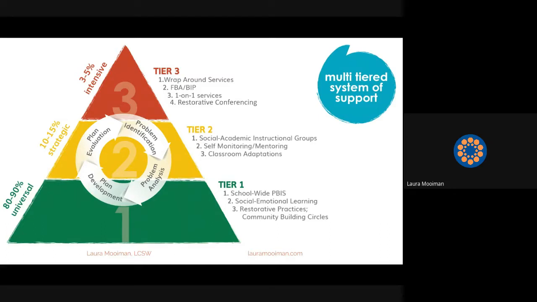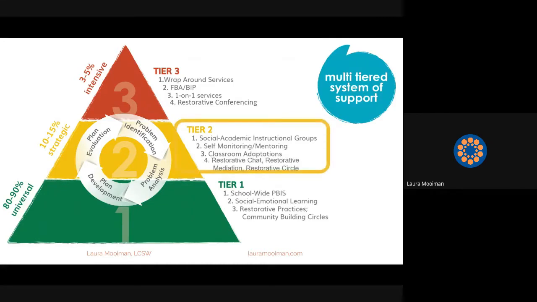So at tier 1, every student at every school should have a school-wide PBIS and social emotional learning program. Restorative practices would be the classroom circle. That's really what we're talking about, affective language. And then at tier 2, and that's where we are. So this is a tier 2 intervention that we're talking about.